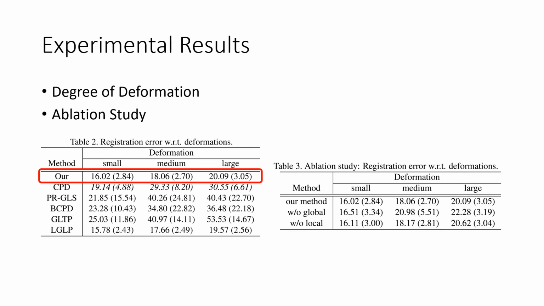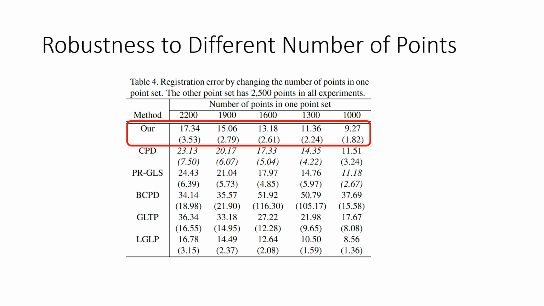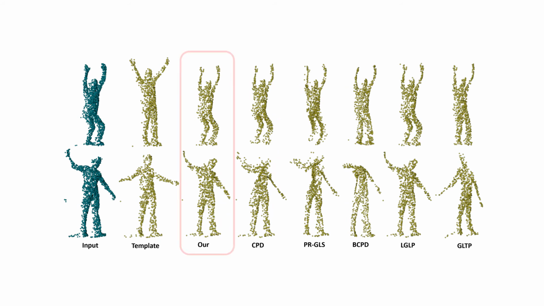Our method has lower average registration error with respect to different types of deformations: small, medium, and large. From our ablation study, we demonstrate that key point correspondences and local neighborhood preservation are important to get accurate results. Our method generates accurate results and maintains both global shape and local neighborhood structure in complex human poses when compared to other state-of-the-art methods. Our method has lower average registration error when using different numbers of points between the point sets, and shows robust results even when the difference in the number of points is large.